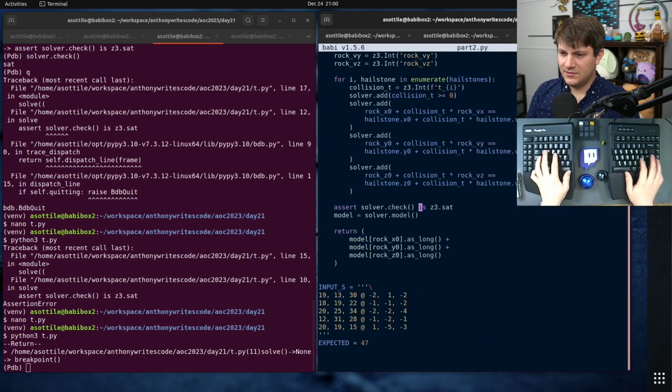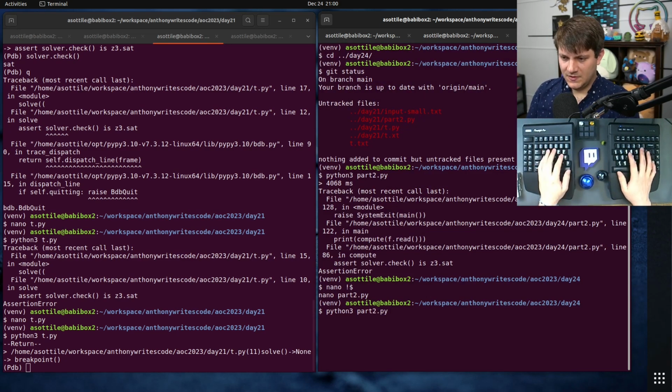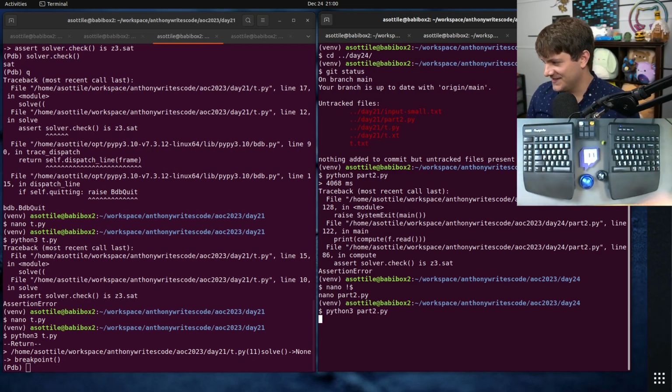We want equals equals. We gotta make sure this is actually executable because I just did it interactively.